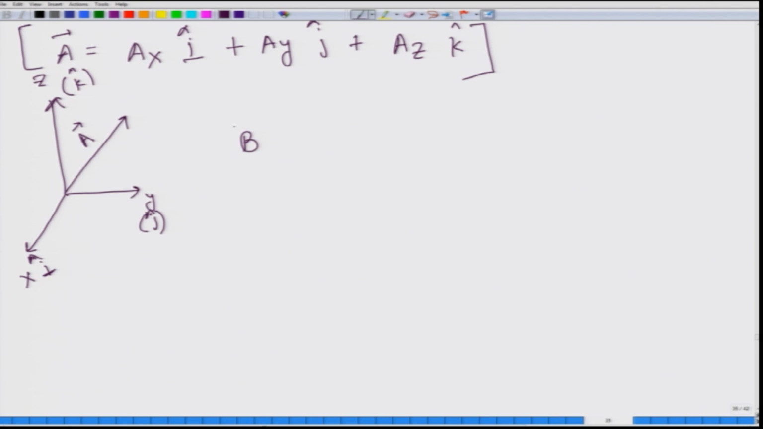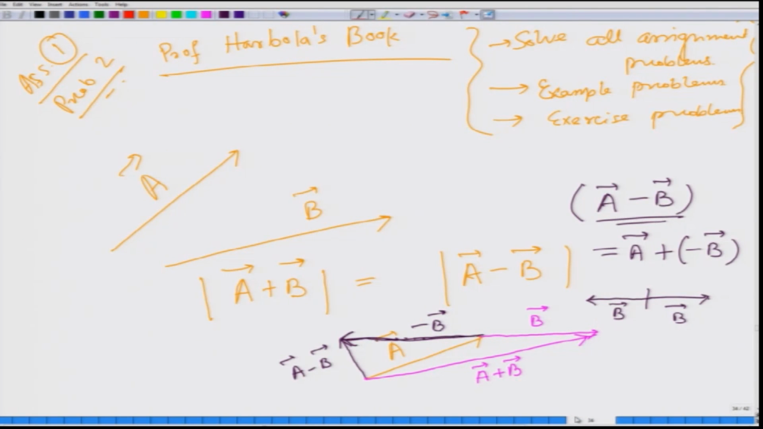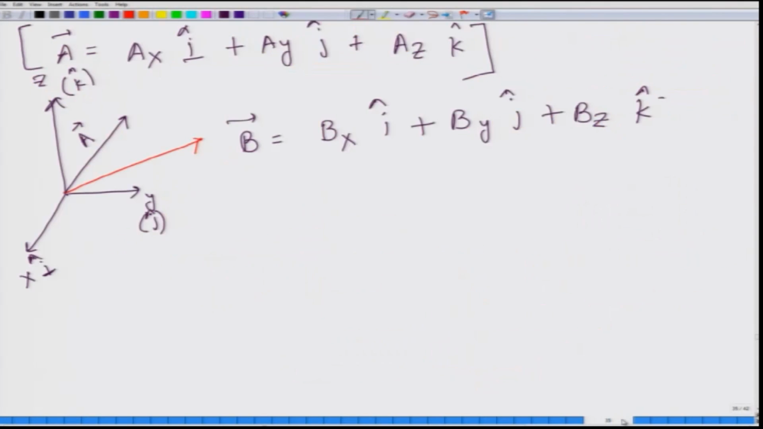Similarly, for the vector B, I can write it as BX i plus BY j plus BZ k, and I can take the B vector as, say, this. I have already taken the B vector in some other direction, so let us continue with that direction only. So, B was like this. So, let me take that. Yeah, it's almost okay. So, this is my B.